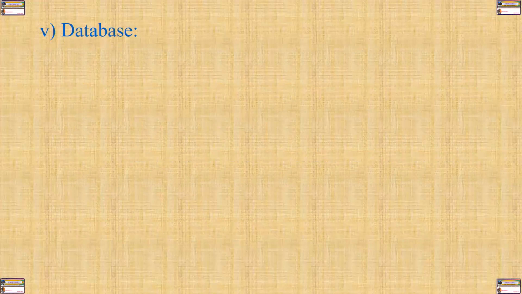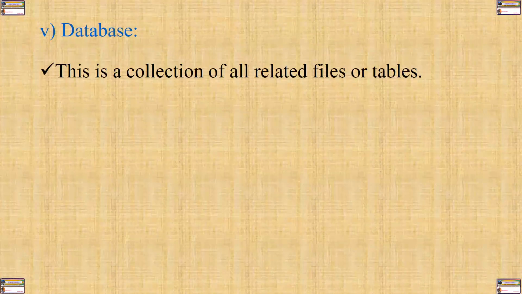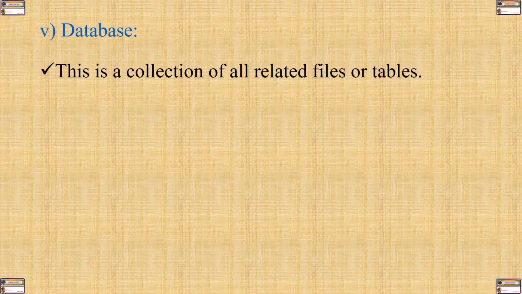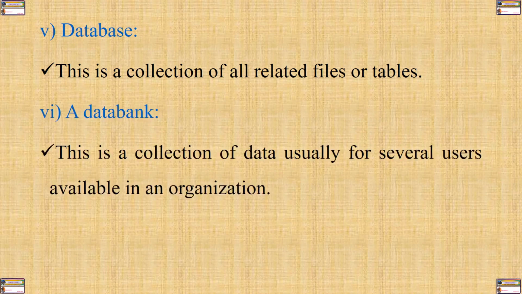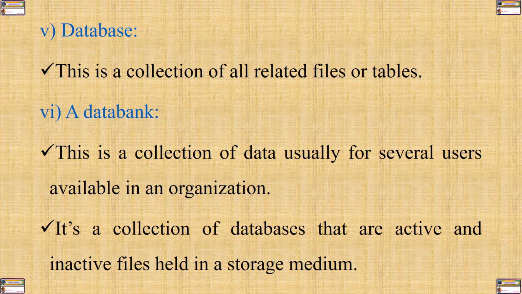The fifth one is database. A database is a collection of all related files or tables. The sixth one is a data bank. A data bank is a collection of data, usually for several users, available in an organization. It is a collection of databases that are active and inactive files held in a storage medium.